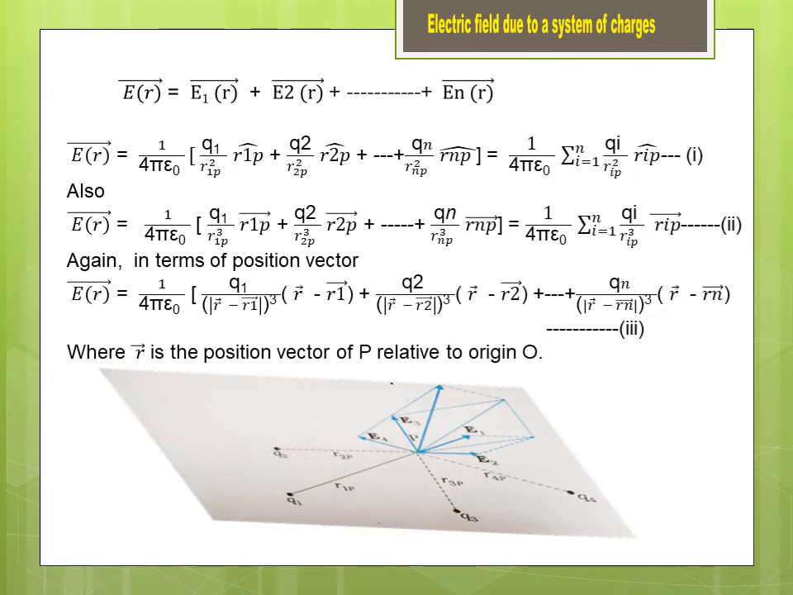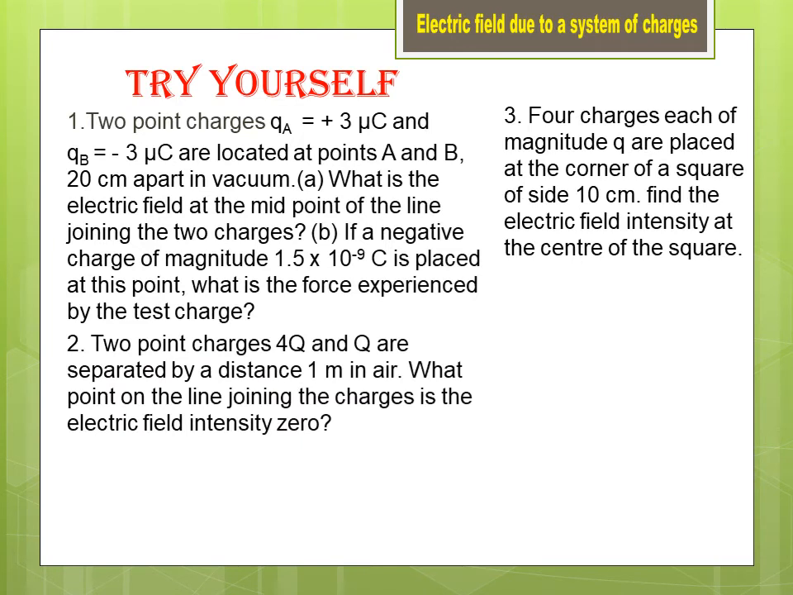In terms of vectors, as we discussed in the principle of superposition, we will get this equation 2, and in terms of position vectors, we will get this equation 3. So try to derive equation 2 and equation 3 on your own. Remember, here R is the position vector of point P, where the electric field is to be calculated, relative to origin O.